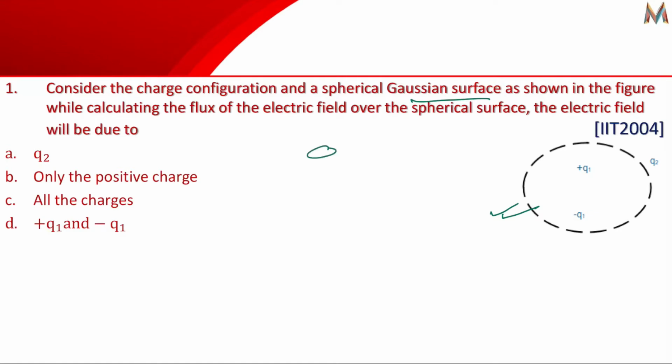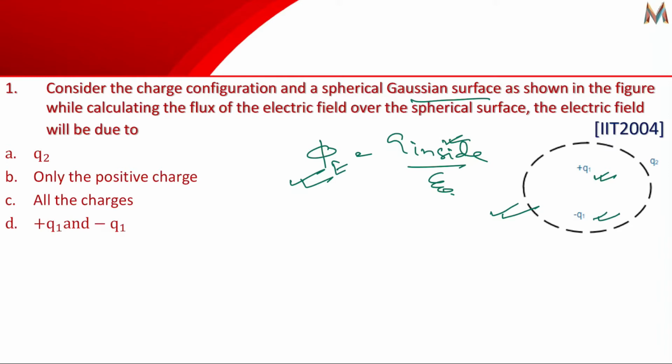Whenever we find flux, what do we write? Flux equals Q inside the Gaussian surface upon epsilon naught. For calculating electric flux, we take Q which is inside the Gaussian surface, which in this figure is plus Q1 and minus Q1.